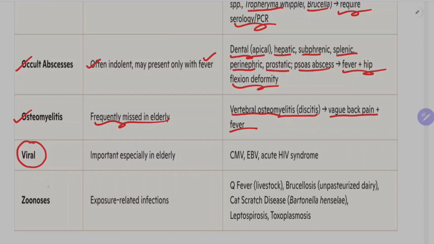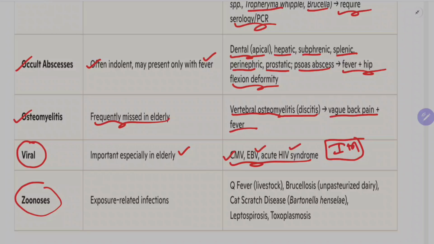The other things to remember are viral causes and zoonosis. Viral causes are also important in the elderly, commonly cytomegalovirus, Epstein-Barr virus, and acute HIV syndrome. These three present as infectious mononucleosis. You will have generalized lymphadenopathy in the patient with fever, along with sore throat. So cytomegalovirus, Epstein-Barr virus, and acute HIV syndrome.